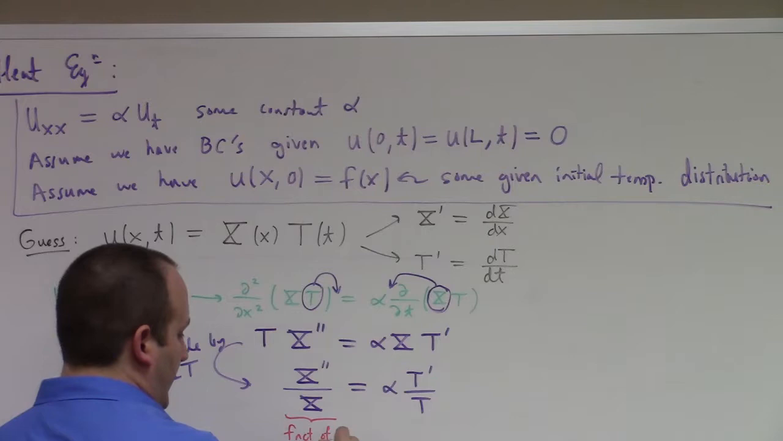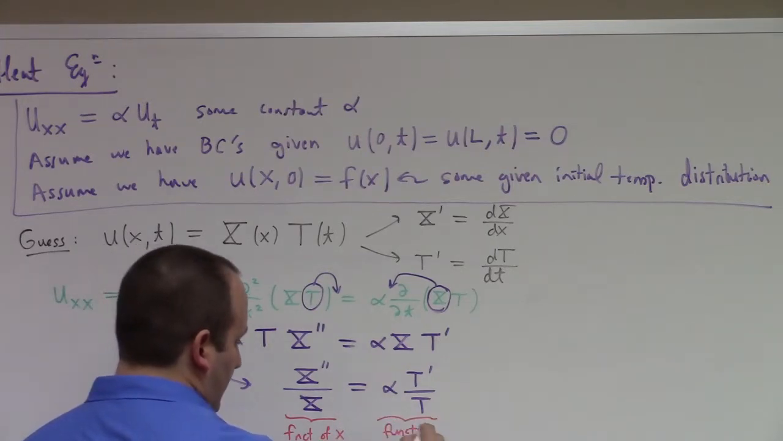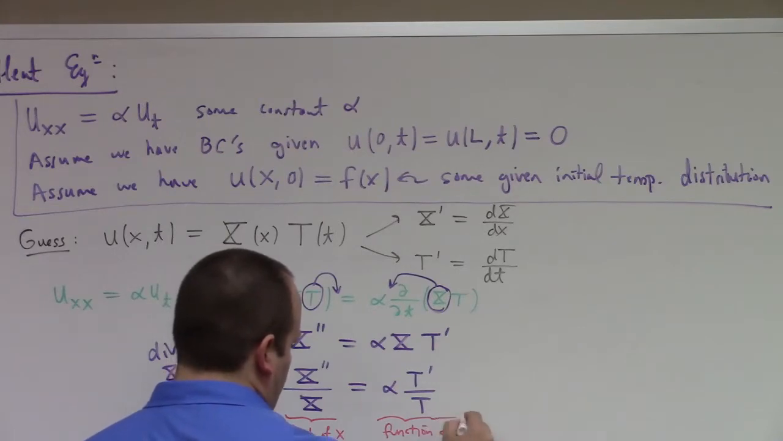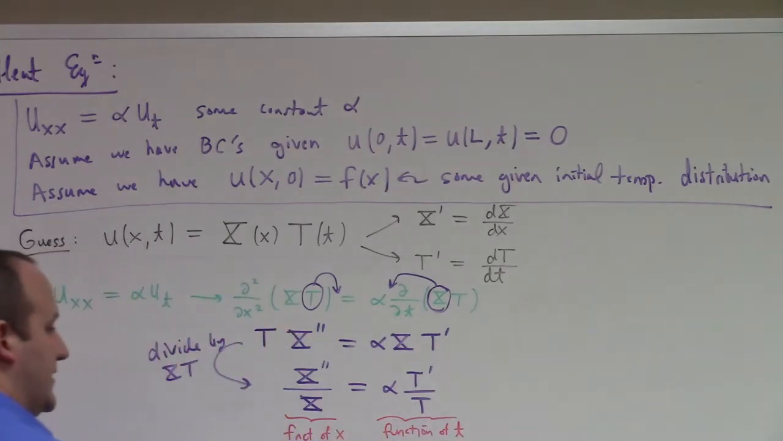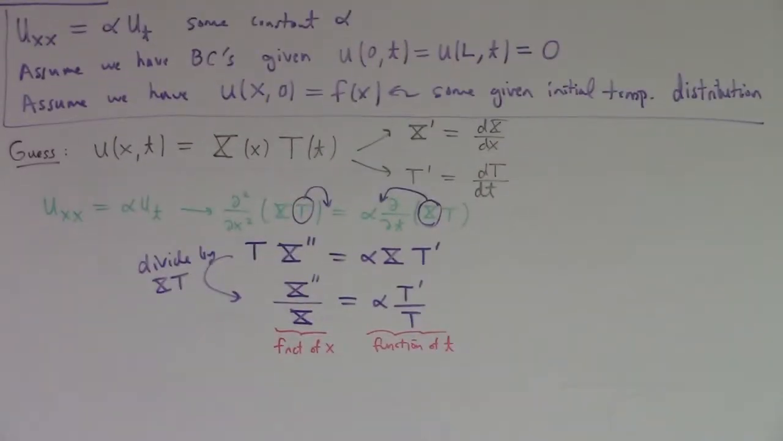Of X. Of x, right? This is a function of what? Little t, right? But how can you have equality of a function of x and a function of t?